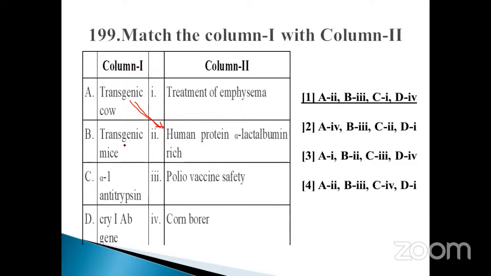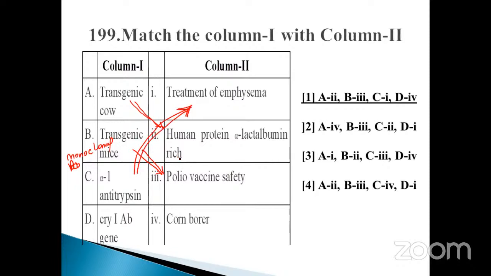Transgenic maize, what is that? The transgenic maize is also used for the production of vaccine and monoclonal antibody. So the option is polio vaccine. Alpha-1 antitrypsin is also one of the protein molecules produced by genetic engineering, and it is used for the treatment of emphysema.